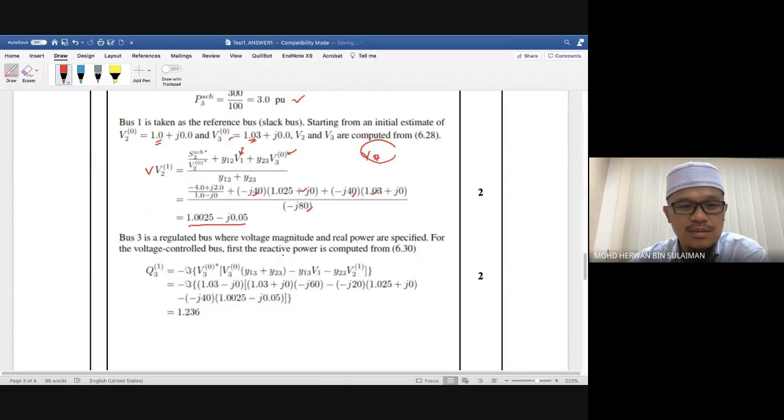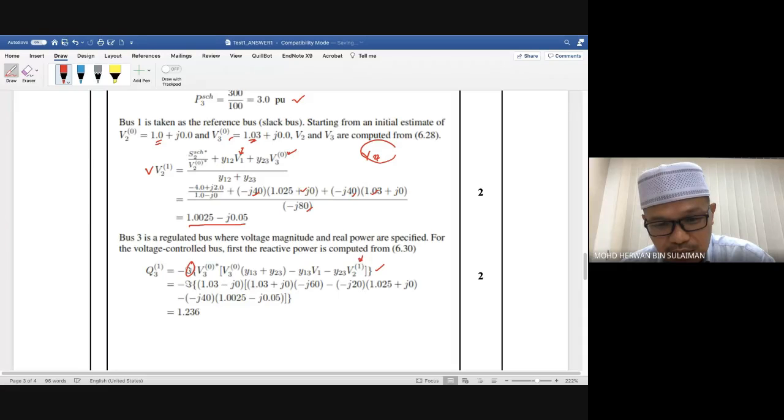And then bus 3 is regulated. Remember bus 3, you need to do some calculation by using this equation. This equation is not given, but you can use because you are doing the test at home. Supposed to be you can refer to book. So you get your V3 conjugate. Take the imaginary part. This one is the imaginary part. V3 times Y13 Y2 plus Y223 minus Y13 V1 minus Y23 V1 V2 for the first iteration.